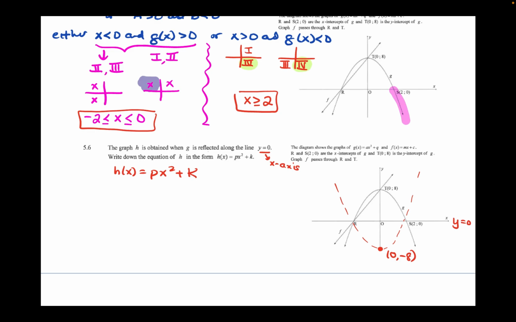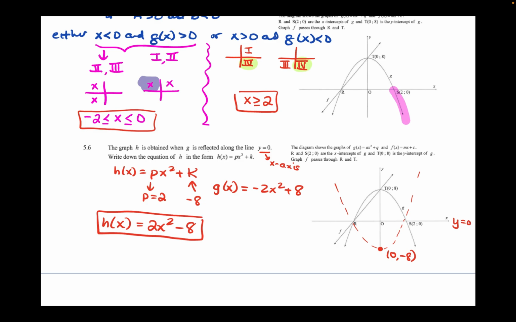There are a few ways to do this problem, but we remember from an earlier problem that g of x, the equation for that, was negative 2x squared plus 8. So the h of x opens up, so the a value, or the p value, excuse me, will be equal to 2. And our k value, which is the y-intercept, would be equal to negative 8. Again, there are multiple ways to do this problem, but I think that should suffice.